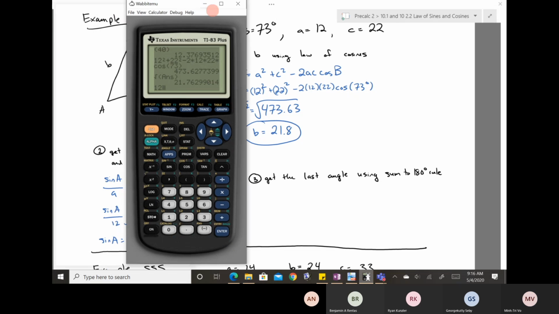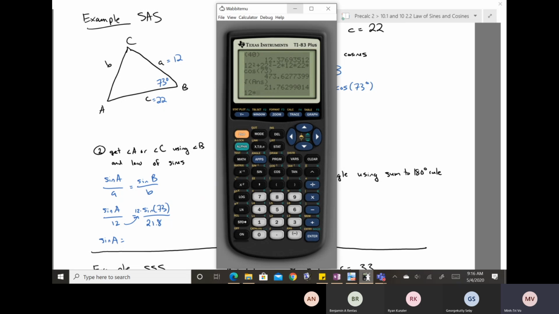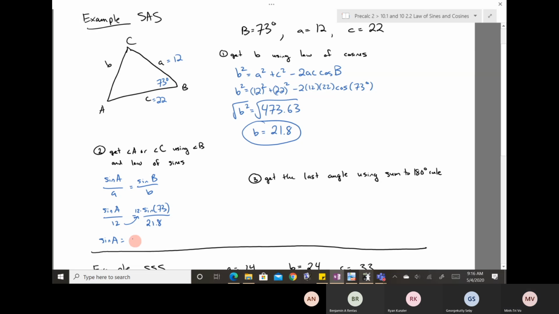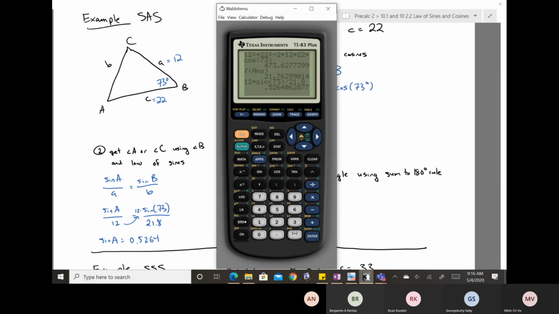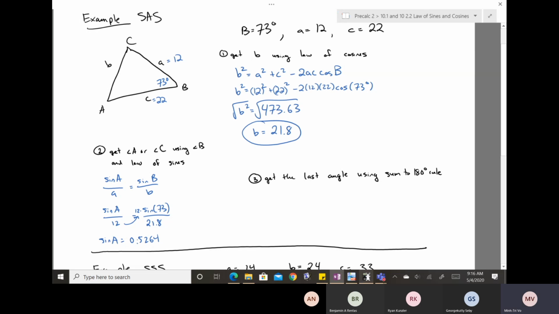So what do I get? 12 times sine 73 divided by 21.8. So sine A is 0.5264, which is okay because the sine of the angle should be smaller than 1. But that's not actually the angle. To actually get the angle, I have to do the inverse sine.